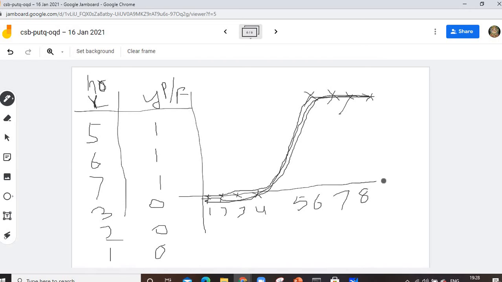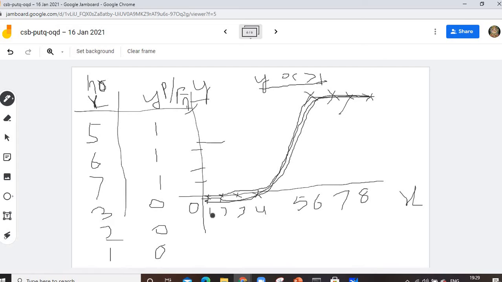Okay, these are my data points. This is my x-axis and this is my y-axis. On the y-axis I have 0, 0.1, 0.2, 0.3, 0.5, and this is 1. So y has figures between 0 and 1.